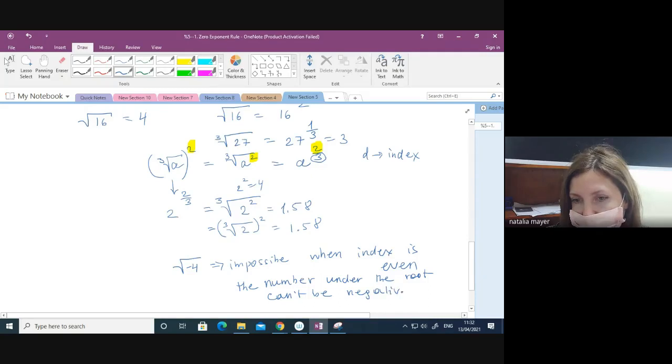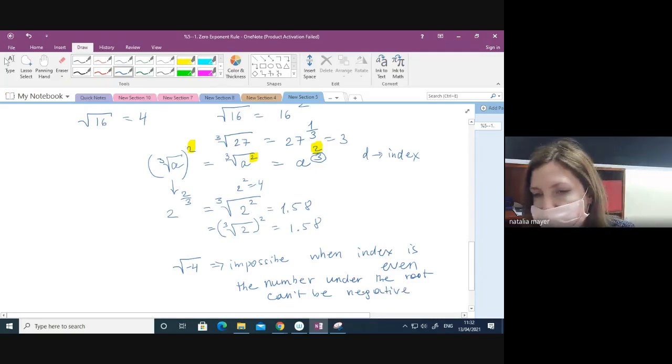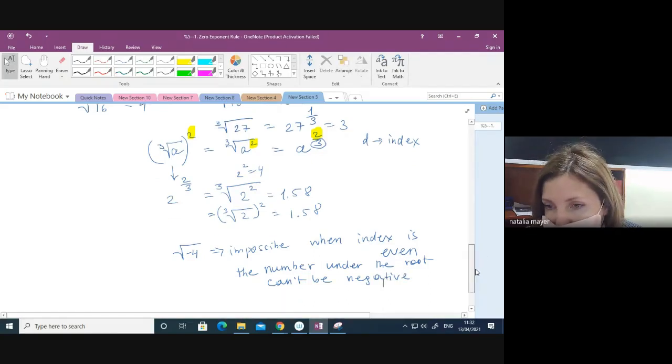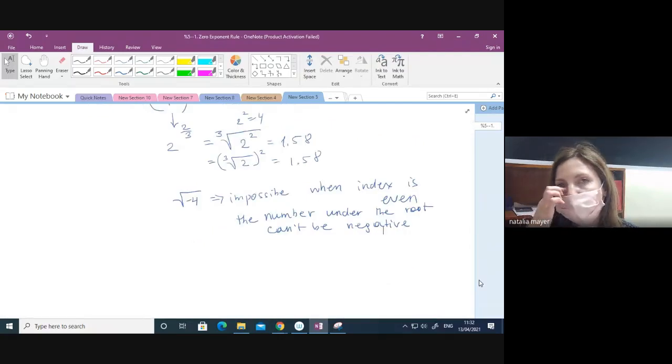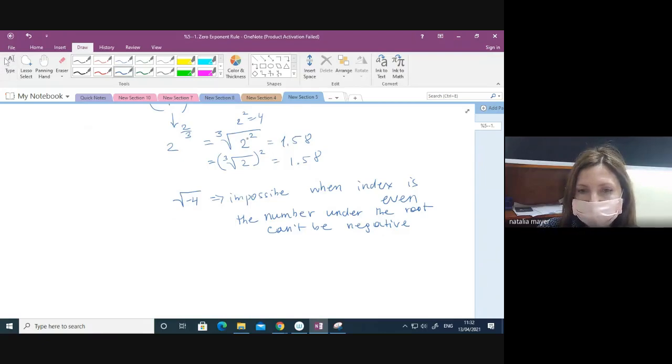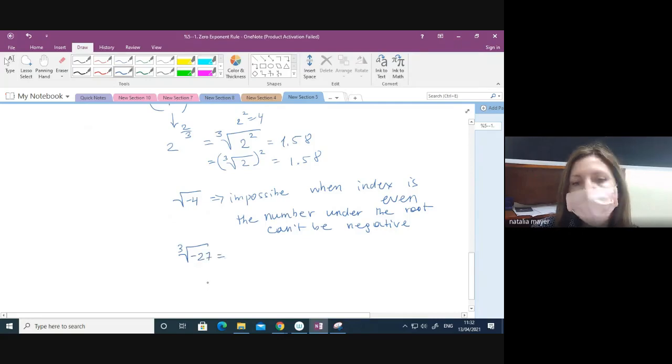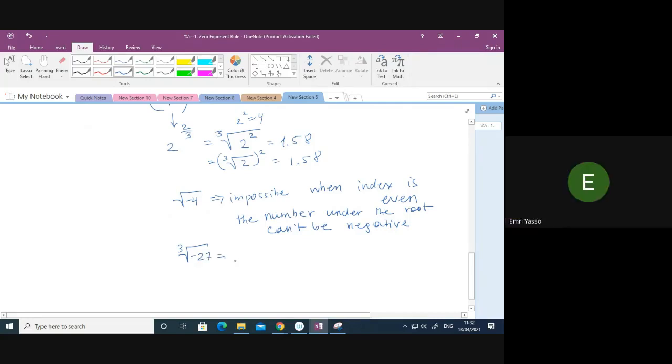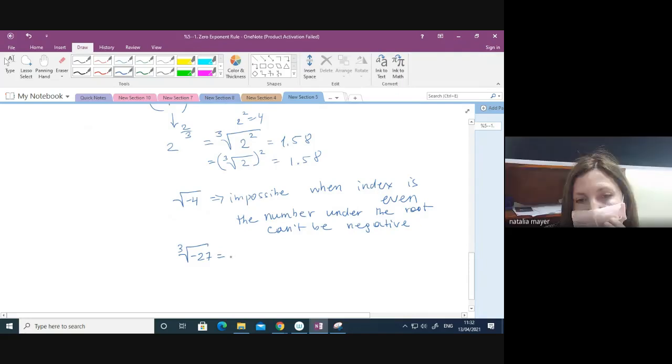However, what if we explore an index which is not even? Which index will not be even? Give me an example. 3. So let's say the third root of -27. Put it on the calculator. I think that was 9. The third root of -27.